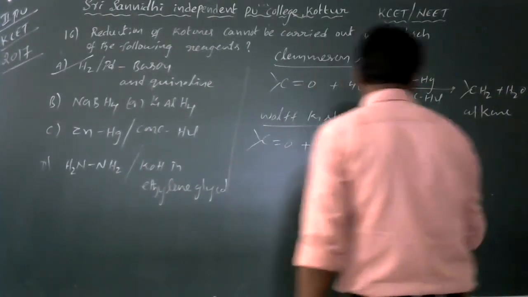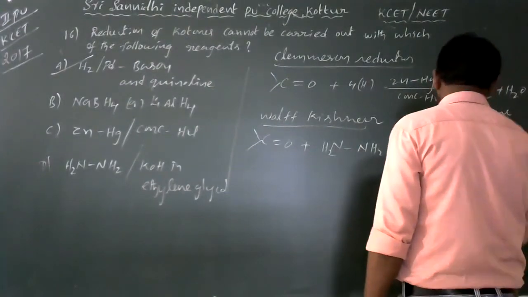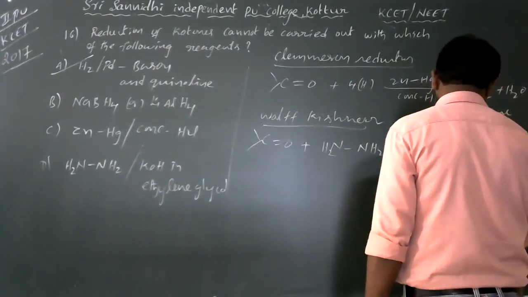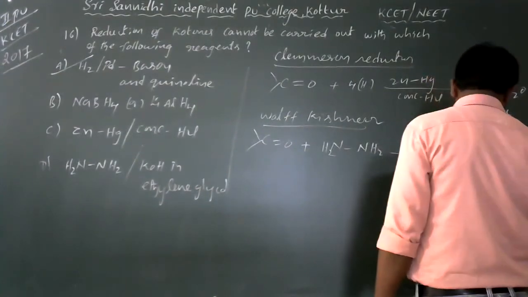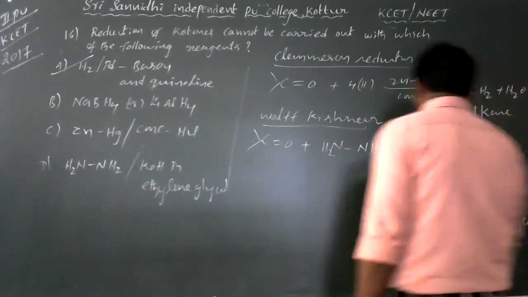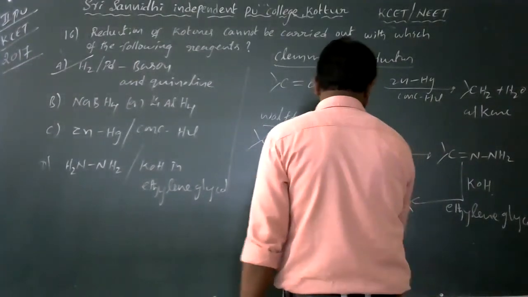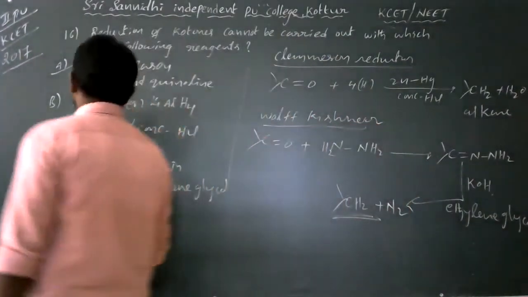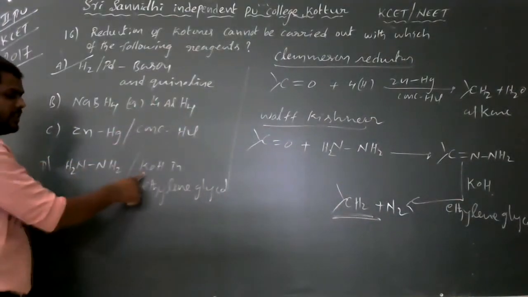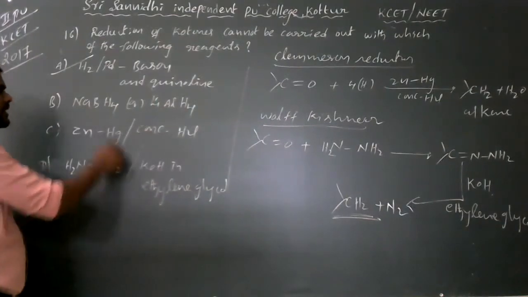First hydrazone forms, C double bond N NH2. Then it is treated with KOH and ethylene glycol, which gives alkane. That is. See that: NaBH4, LiAlH4, ZnHg/HCl, NH2NH2 and KOH. The Clemmensen reducing agent, the Wolff-Kishner reducing agent, and NaBH4.